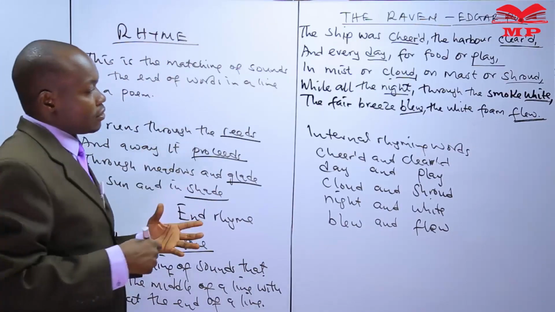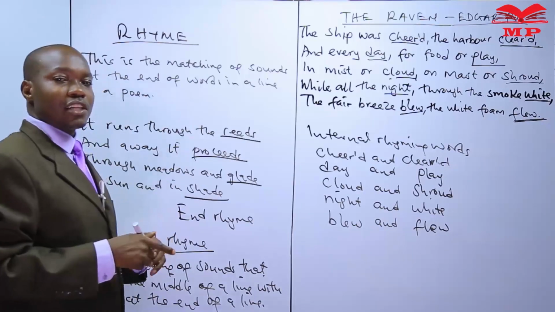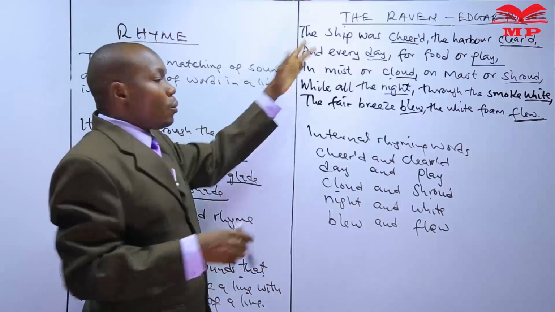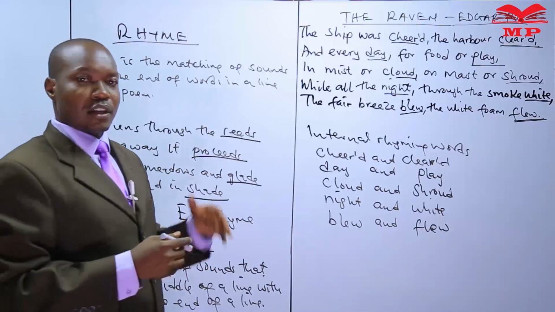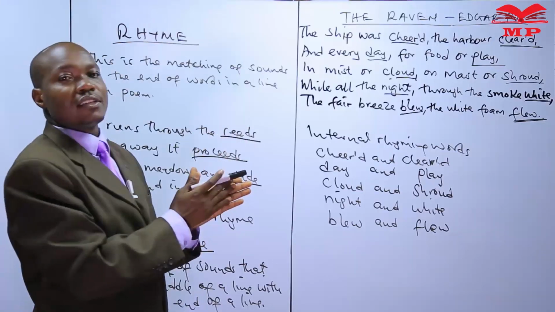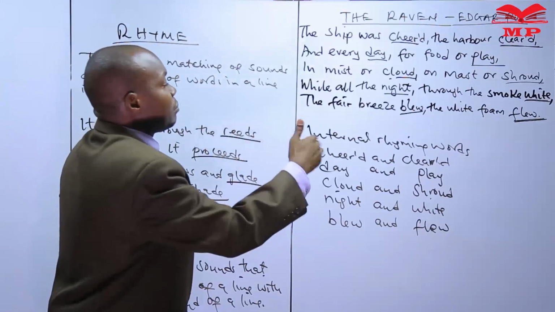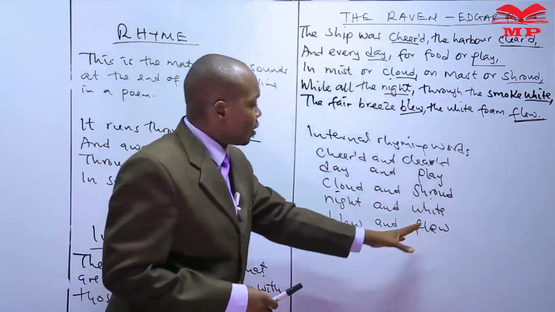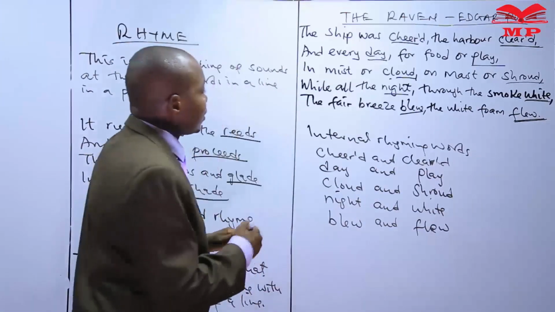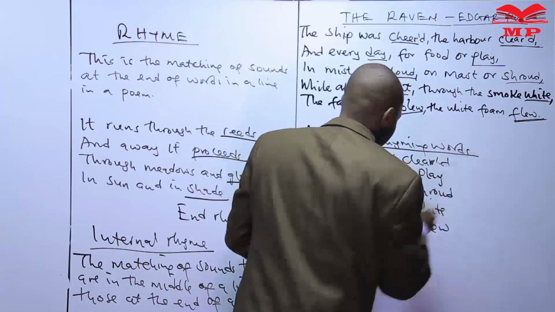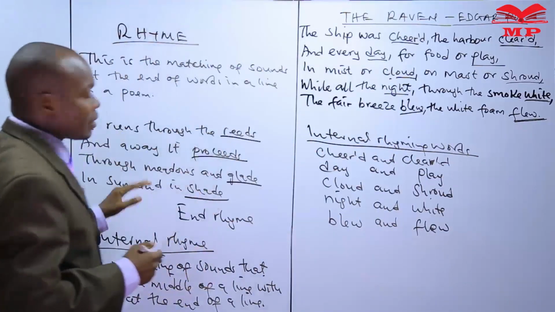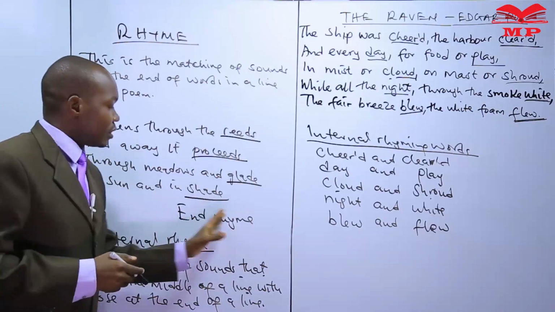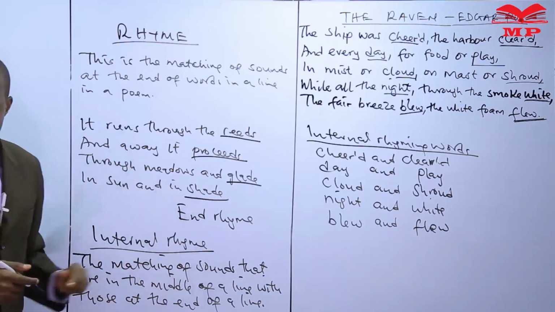I'll just re-emphasize that internal rhyme, just like end rhyme, you'll find that a word that is used somewhere within a sentence, in most cases at the middle of the sentence, rhymes with a word that is coming at the end of that particular sentence, as we have seen in these examples. So these are rhyming words, but we call these internal rhyming words, unlike the end rhyme, whereby we only find rhyming words at the end of the lines. So I hope that is very clear.